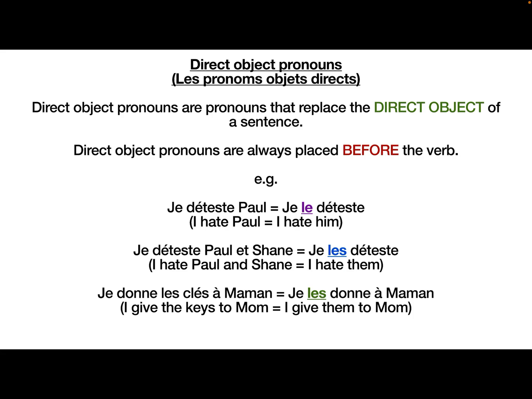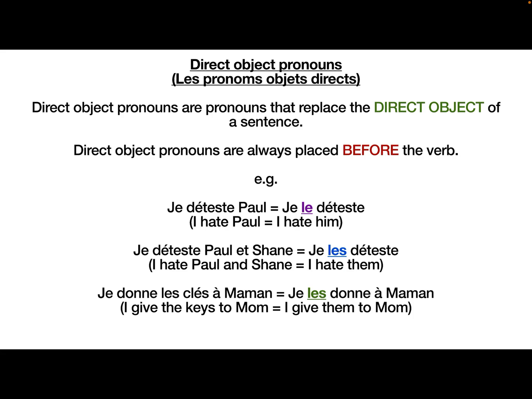Je donne les clés à maman. I give the keys to mom. What's my direct object in that sentence? I give the keys. The keys is my direct object. That's kind of like the main topic of my sentence. I'm giving the keys to mom. She needs them for later. Okay, so I give the keys to mom.